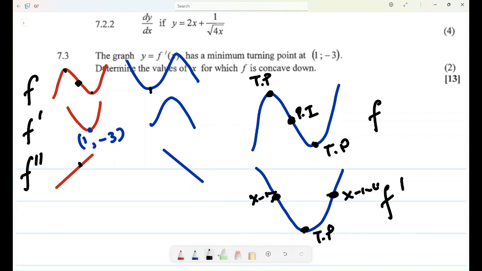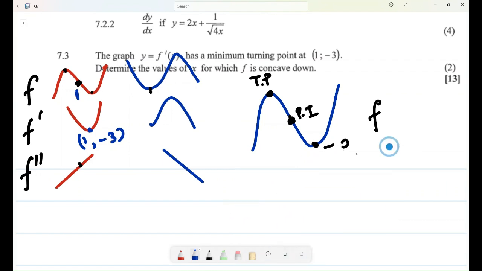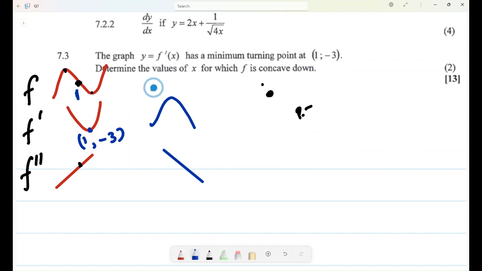Now in reverse, if this is my turning point on the graph of the derivative, what is it going to be on the graph of f? It is going to be my point of inflection. So here, the x-coordinate only. The x-coordinate here is how much? It is 1. This is what I needed to explain so that you can see. So the x-coordinate there is 1.